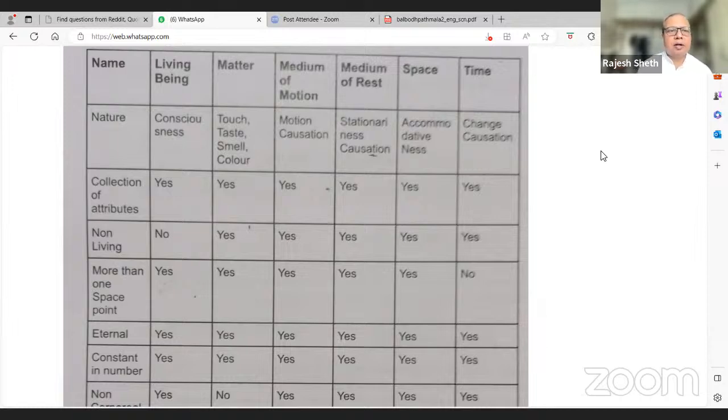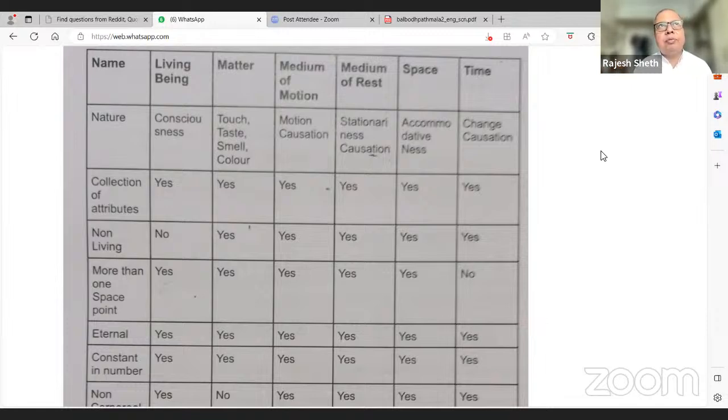So this is a collection of attributes, and that is common across all of the six substances. All the six substances are a collection of attributes. We can call it a mass of attributes. Each substance is a mass of attributes.